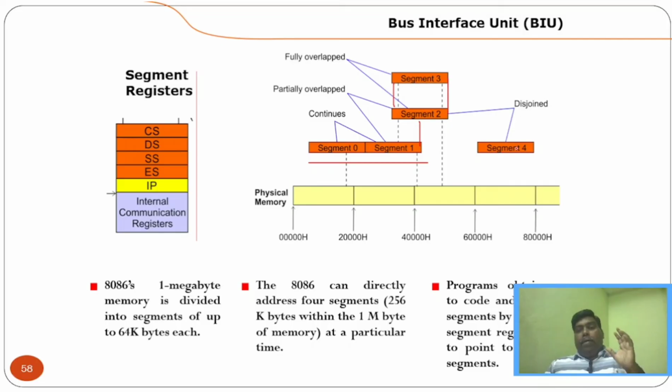And this memory, that is the 8086 memory, is of 1 MB, and it has been divided into different segments, each of which has 64 kilobytes, and 8086 can directly access the 4 segments, as I said, through these particular registers, right? A program obtains access to code as well as data by changing the segment register content to point to the desired segments, right? The corresponding memory segments can be accessed through this segment register, right?